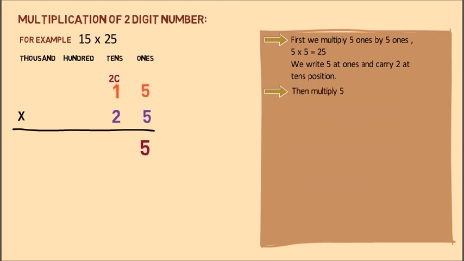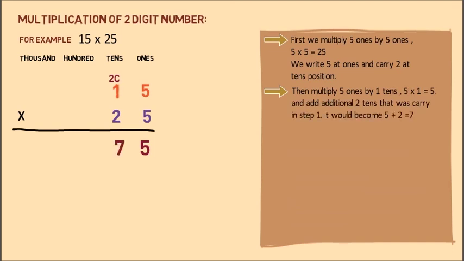Then multiply 5 ones by 1 tens. 5 times 1 equals 5. And add the additional 2 tens that was carried in step 1. It would become 5 plus 2 equals 7. Now add 1 zero at the ones position.